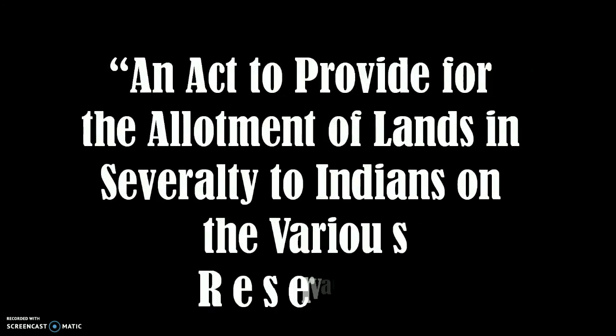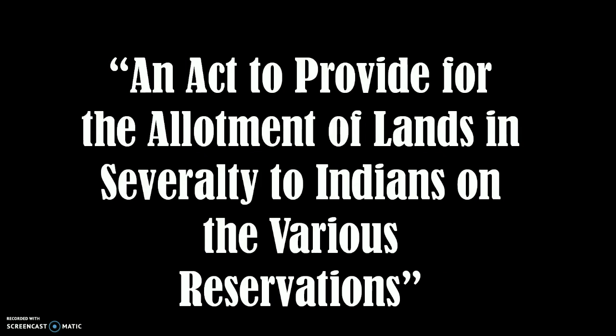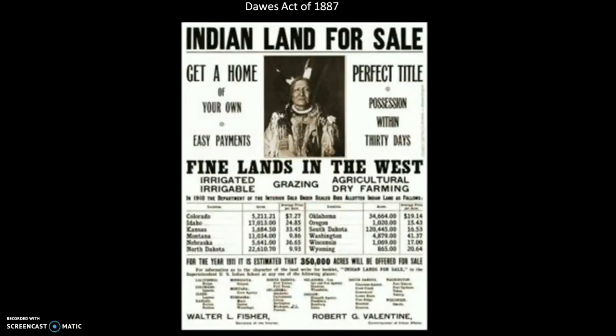The act is known as an act to provide for the allotment of lands in severalty to Indians on the various reservations. The Dawes Act was a system of breaking up reservation land for each man who lived on the reservation. It rewarded assimilation by granting land to Native Americans who adopted white clothing and ways of life. The Dawes Act tried to alienate Native Americans from their culture, and if it was successful and all the Native Americans assimilated, the government would no longer have to oversee Native American welfare.